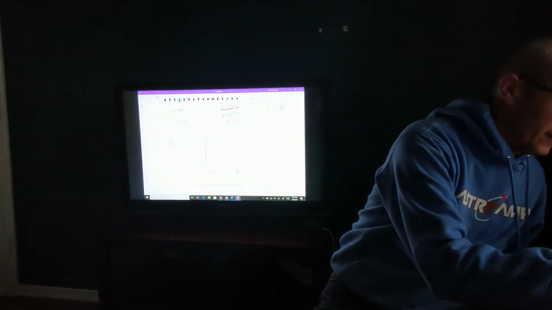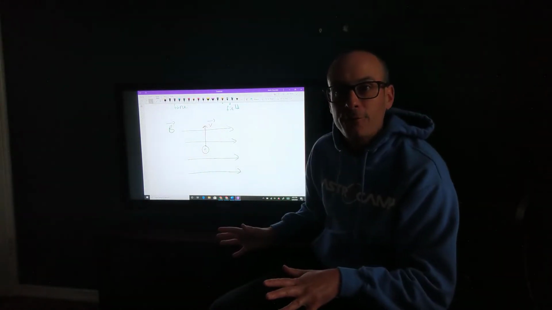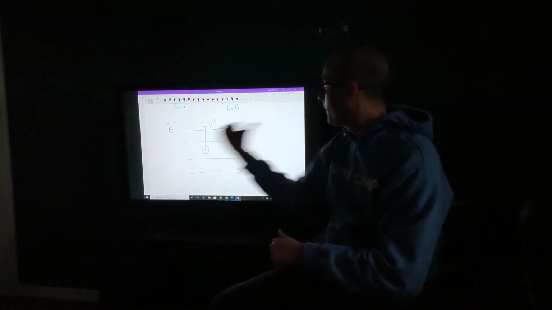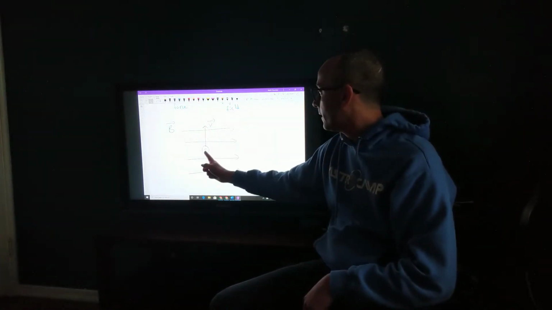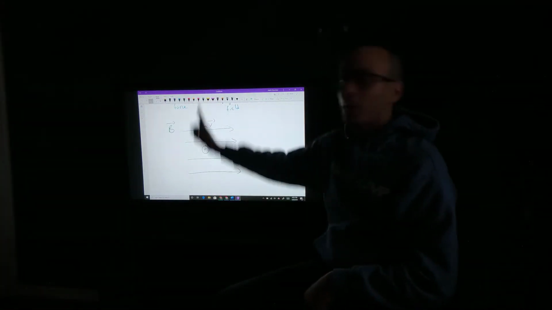Alright, let's actually try another one. So here we go. We got the magnetic field now pointing to the right here. We got a moving positive charge going up. Alright, let's use our right-hand rule. Again, thumb is current. Fingers are magnetic field. Palm is force. See if you can predict it.